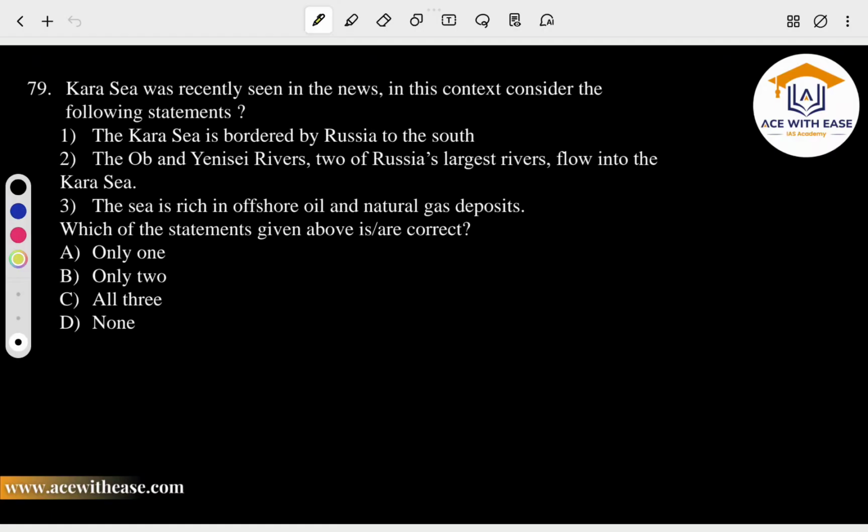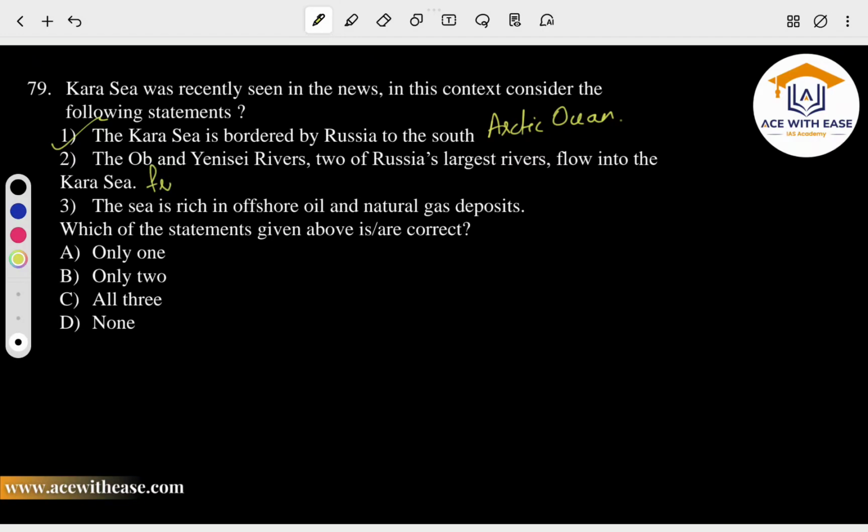79th, Kara Sea was recently in news. In this context, consider the following statements. The Kara Sea is bordered by Russia to the south. Yes, it is correct. The Kara Sea is located in the Arctic Ocean and it is bordered by Russia to the south and the Russian Arctic coast. Second statement, the Ob and Yenisei rivers, two of Russia's largest rivers, flow into the Kara Sea. Yes, this is also correct.